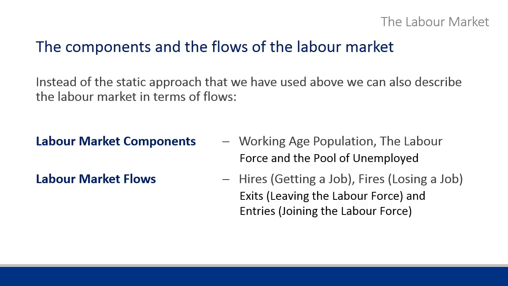Then there are flows in between the components. For instance, a hire is getting a job. So we move through the flow from the unemployed to the employed inside the labour force. A fire is a flow in the opposite direction. An exit is a worker leaving the labour force altogether. And an entry is somebody joining the labour force, maybe from the working age population into the labour force. How can we picture this?